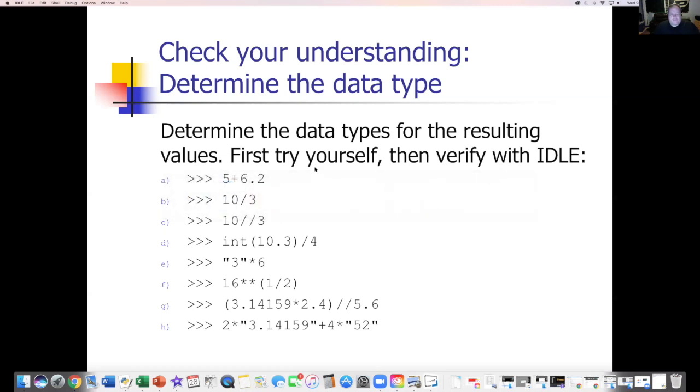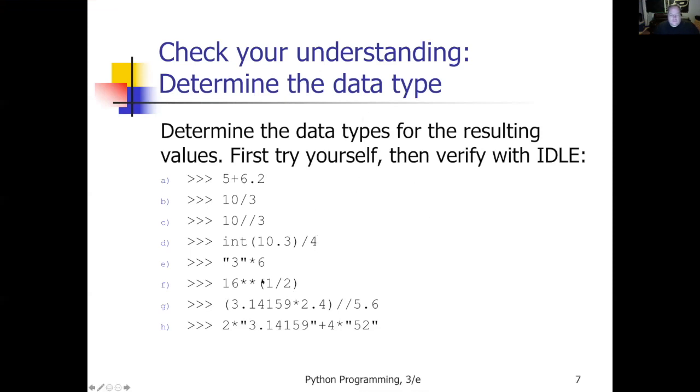16 asterisk asterisk 1/2. Let's see. Let's get my Python window open here. All right, so this is an exponent of a fraction. Well, it's the square root of 16, I'm going to get 4. But whenever I use exponents, I may get a float as a result.